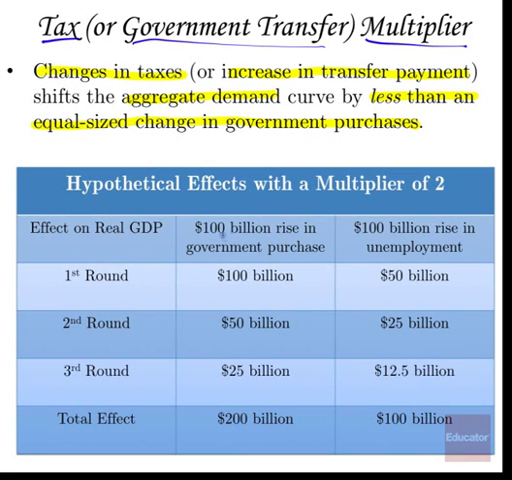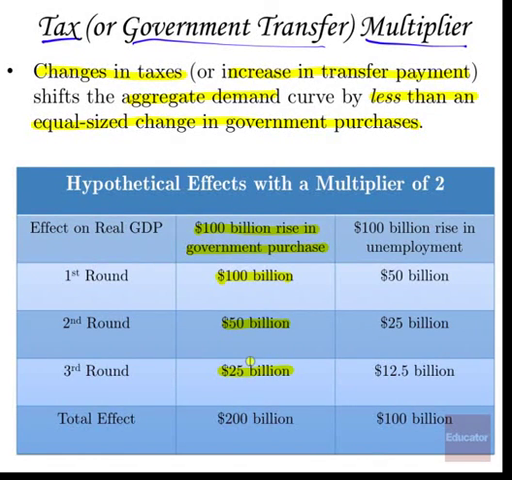So the effect on the real GDP, if the government steps in and spends $100 billion in government purchases: in the first round, there's $100 billion. There you go. Literally, there's $100 billion that's spent. Well, of that, if the multiplier is 2, then in the second round there's going to be $50 billion spent. And then in the third round, there's going to be $25 billion spent. What ends up happening is that it's halved every time.